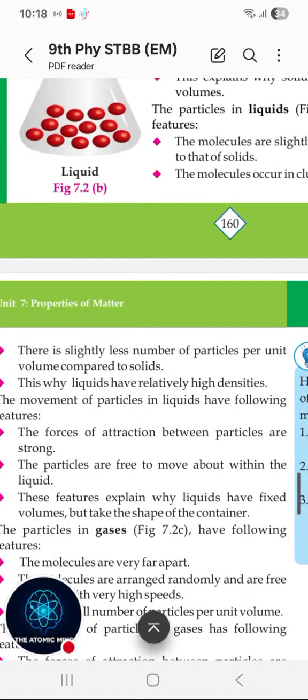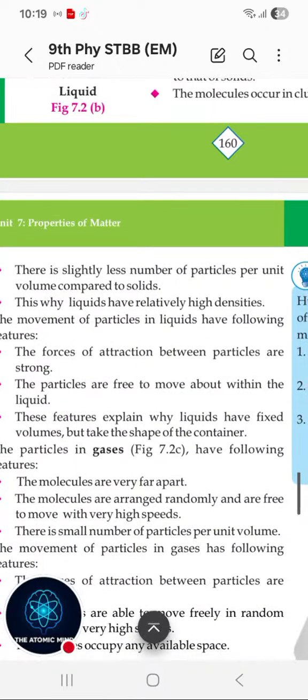Liquids have a fixed volume because particles are not intact but they are close to each other, not very far away from each other. So it has a fixed volume. But as the particles are moving, they don't have a definite shape and they take the shape of the container.